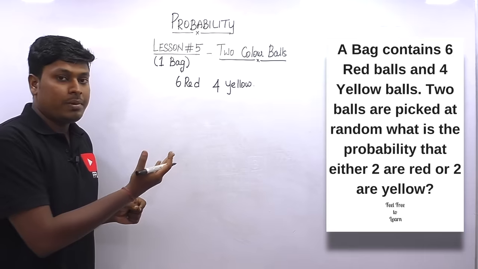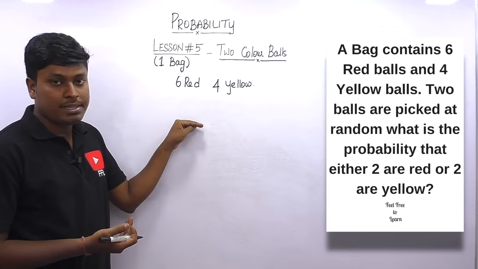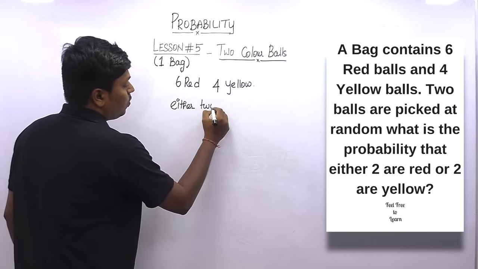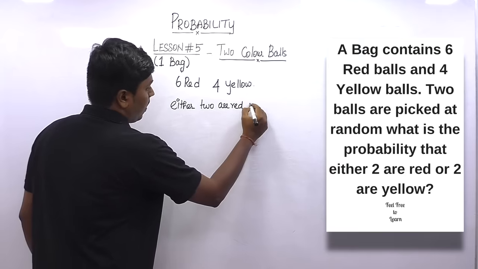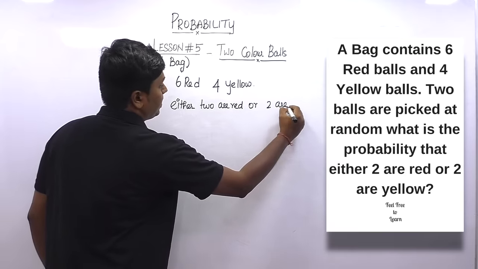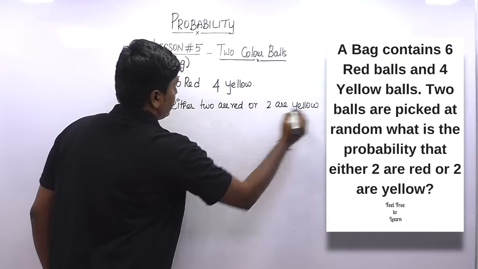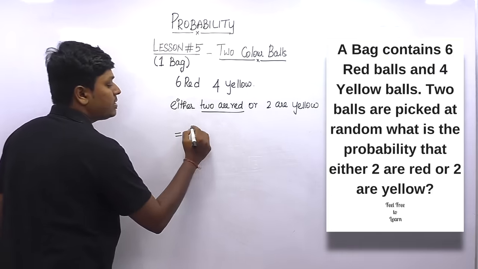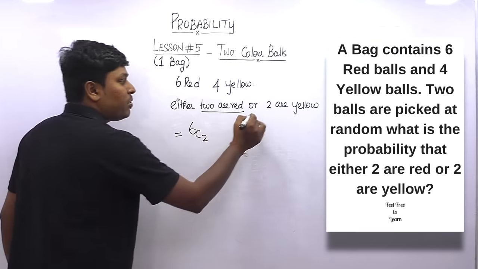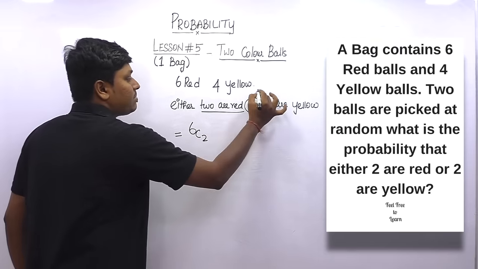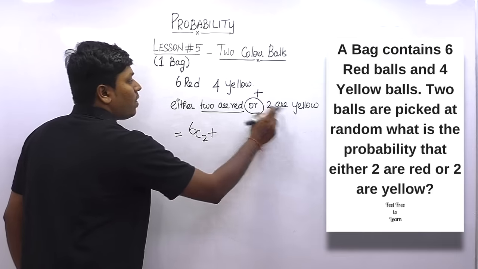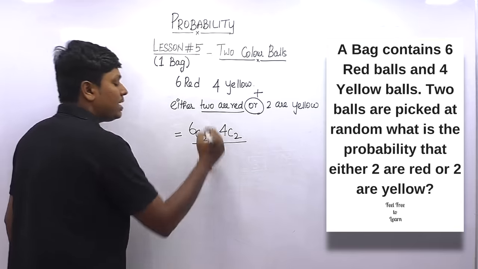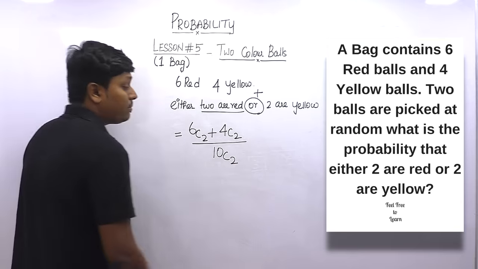So let me do one thing. Our target is to find the probability, which means sum of observation divided by possibility. And what they are saying is, either 2 are red, right? Or otherwise 2 are yellow, right? This is the question they have asked. So numerator, sum of observation, listen carefully, 2 should be red. How many red balls are here? 6C2. And most important thing, we have found the word OR, which means plus. So plus 2 yellow. How many yellow balls are here? So 4C2 divided by total possibility. Totally we have 10 and the total possibility will be 10C2.